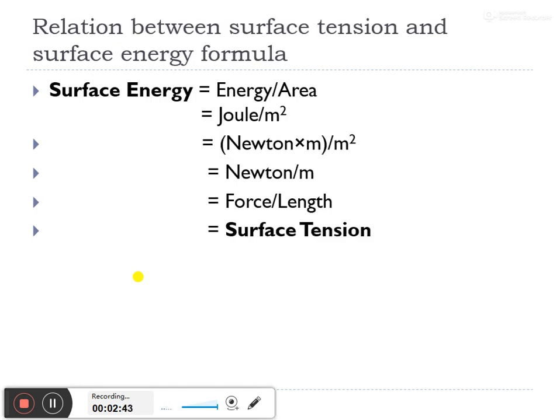Now we have to connect the relationship between surface tension and surface energy. Surface energy is equal to work per area or energy per area. So the unit is joule per meter squared. The joule can be written as Newton into meter per meter squared, and we can eliminate the meter. So Newton per meter, and Newton per meter can be written as force per length, because the unit of force is Newton and length is meter. So from this we can get that surface energy is equal to surface tension.